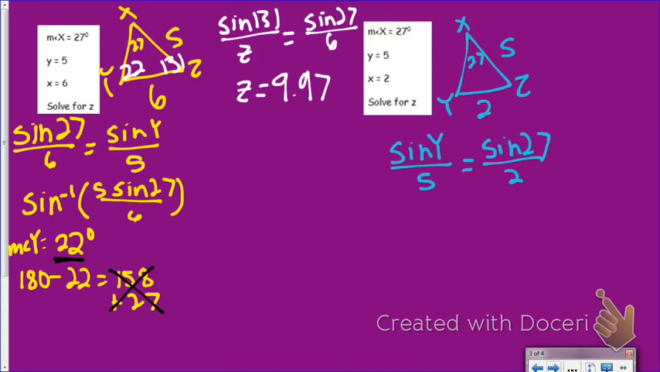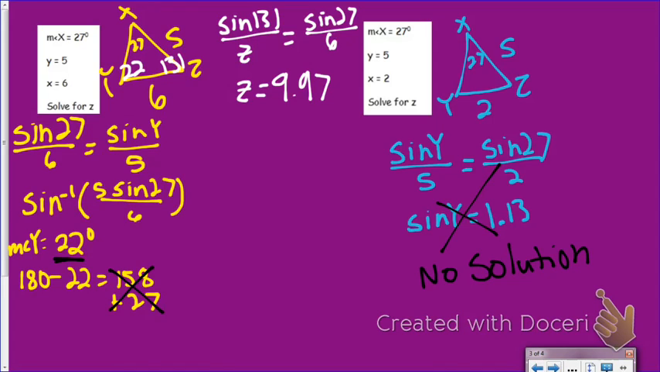So I'll cross multiply and divide, and as I do that, I'll get that the sine of y is equal to 5 sine 27 divided by 2, which is 1.13. And if you try and take an inverse of this, there's going to be a problem. As you guys know, it's going to give me an error on the calculator because I cannot have the sine of an angle be greater than 1. So what that means for this triangle is there's actually no solution possible. It's impossible to have a triangle with the information that I have given. So in this case, there's no answer.